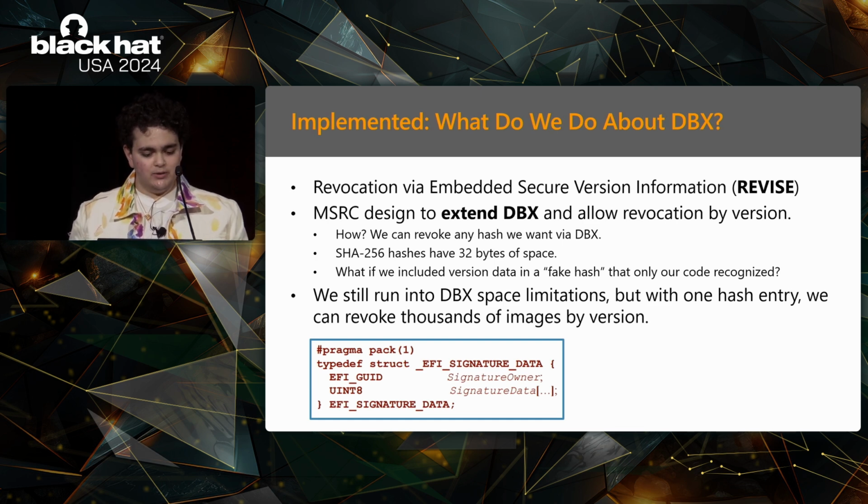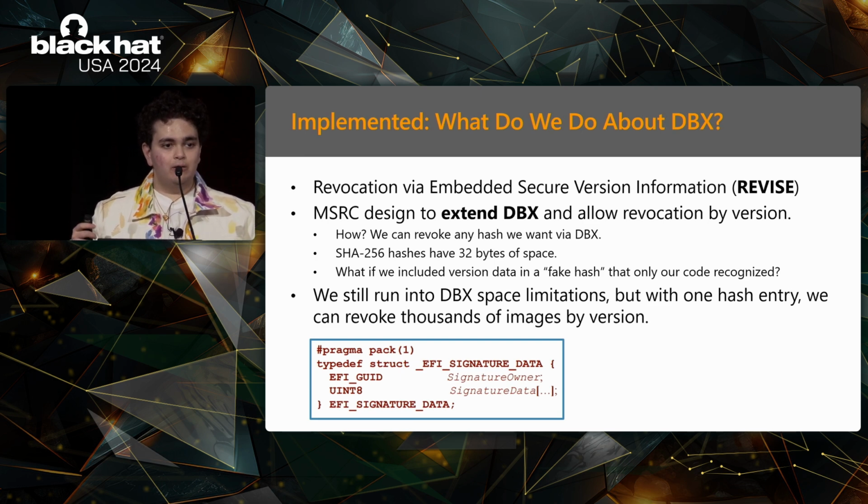So what Microsoft found was that we can actually use DBX in order to store these version revocations. How it works is that we have 32 bytes of space with a SHA-256 hash, and what we came up with was including version data inside of a fake hash that we would then add to DBX. This way, our code would be able to recognize this pattern and derive version information from an entry in DBX. We'll still run into the space limitations that DBX has, but now with a single hash, we can actually revoke thousands of images by version.